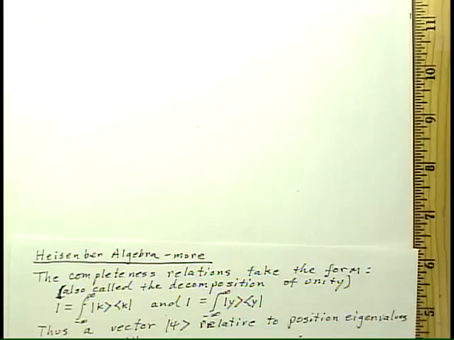Another relationship that's incredibly important is called the completeness relationship. It's also sometimes called the decomposition of unity. The completeness relationship states that one, unity, can be written in the form of a projection onto K and a projection back into that direction.